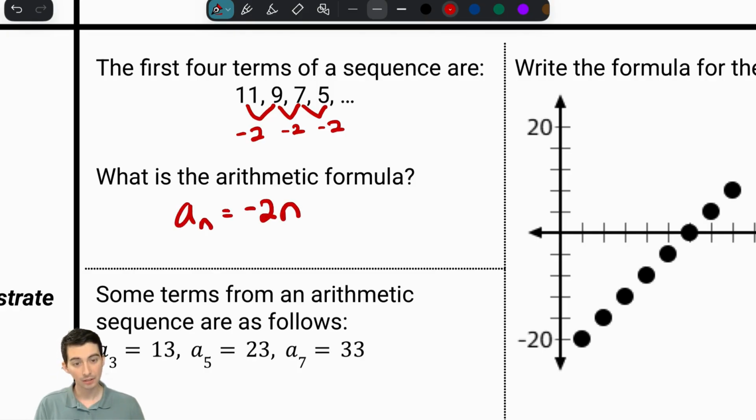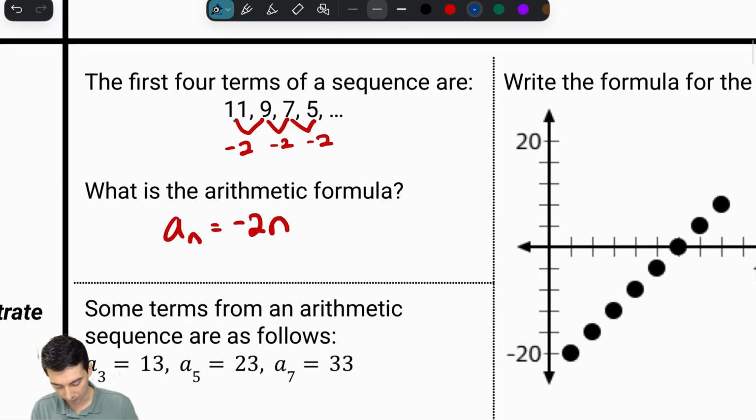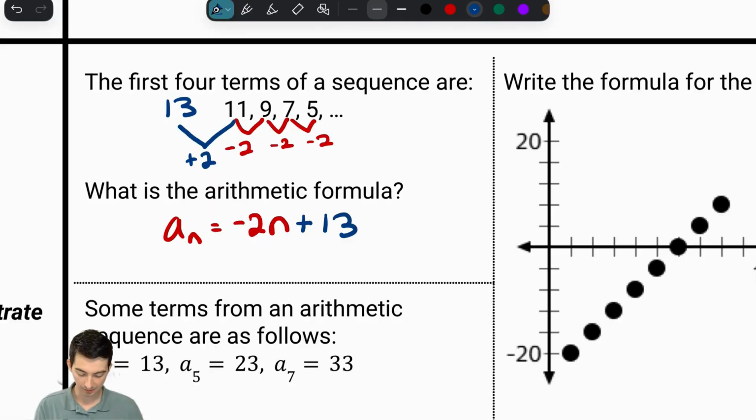Now I need to find that 0th term, and to do that, I'm just going to go in reverse. If I'm subtracting 2, I get 11 from subtracting 2 from what? So I need to do the opposite and add 2. 11 plus 2 gives me 13, which is my 0th term. So my formula here is a sub n equals negative 2n plus 13.